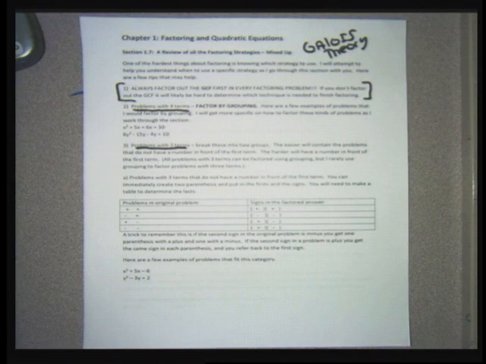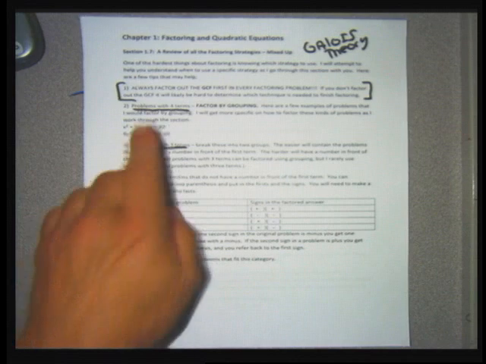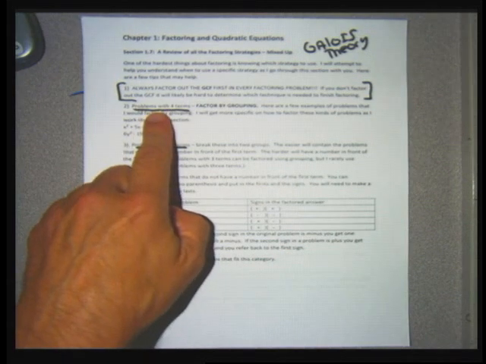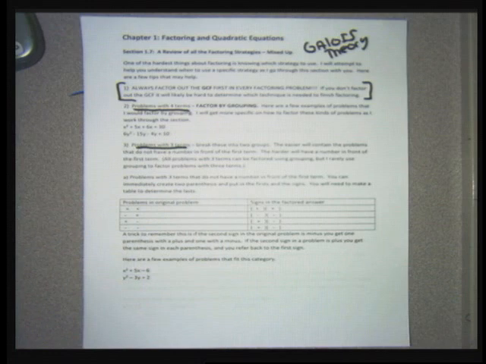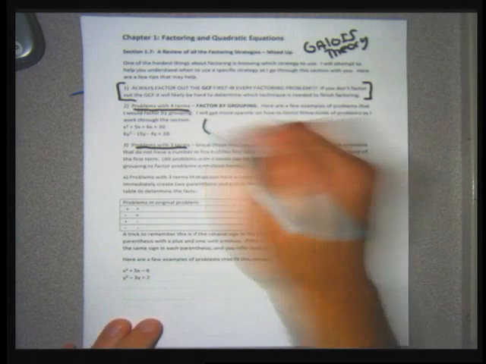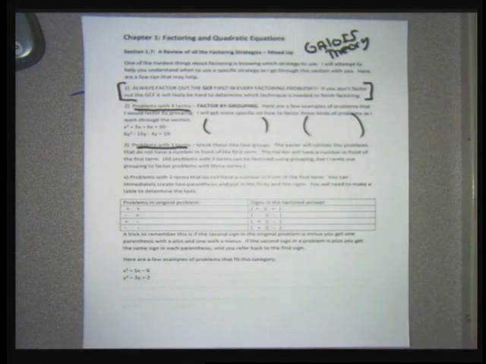I'm not a big fan of grouping, but immediately, if I see a problem with 4 terms, I'm going to go to grouping. Generally when a problem is given to you with 4 terms, then you're going to factor by grouping. You factor by grouping by putting some things in parentheses, pulling out common factors, and then factoring out the parentheses that they have in common.